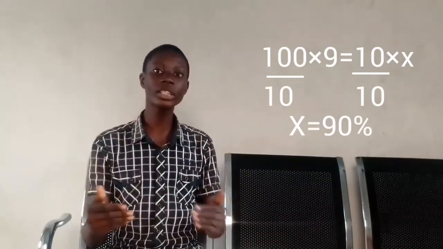Or we say if 10 is equal to 100, then 9 is equal to x. And when we cross multiply and solve further, we will still get 90%. So you use this formula to calculate the percentage composition. Okay, let's test the question. Calculate the percentage composition of every constituent of calcium hydroxide.